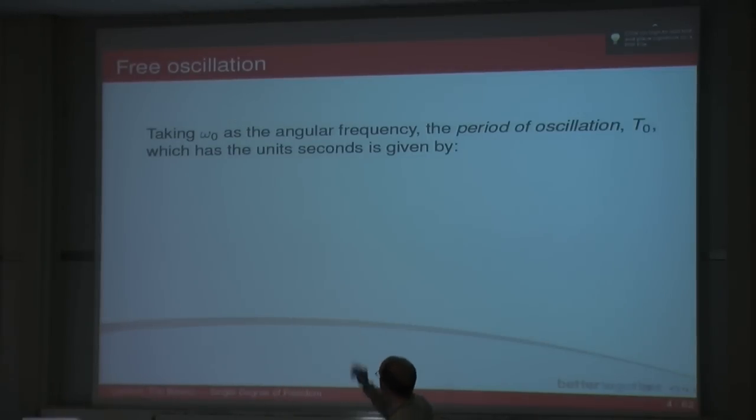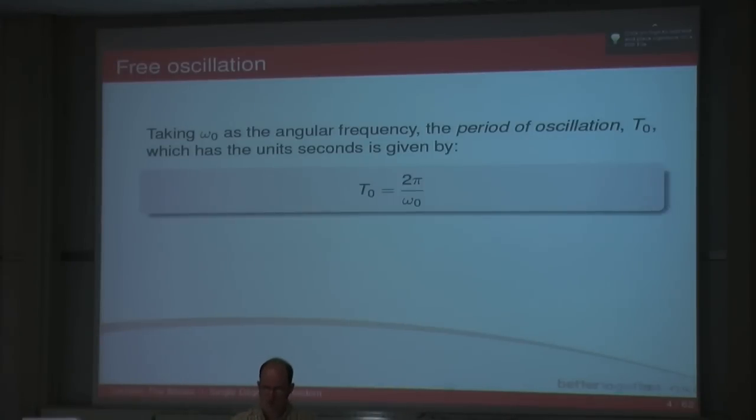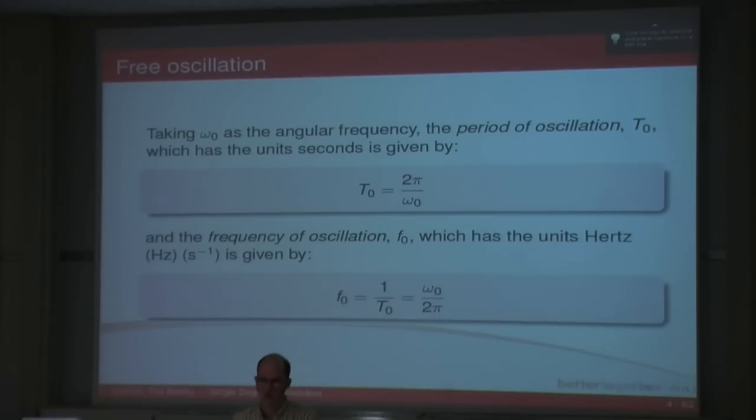If we take omega naught as the angular frequency, okay, then the period of oscillation, which is the number of seconds for one period of oscillation, is given by 2 pi divided by omega. Okay? These simple equations can be derived, and I can do if you want me to, but it's relatively straightforward to understand. 2 pi divided by omega is the period, and 1 over the period is the frequency of oscillation measured in hertz. Do not confuse something given in hertz with something given in radians per second.